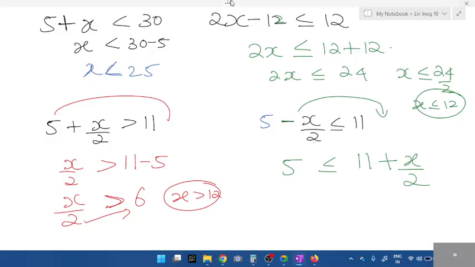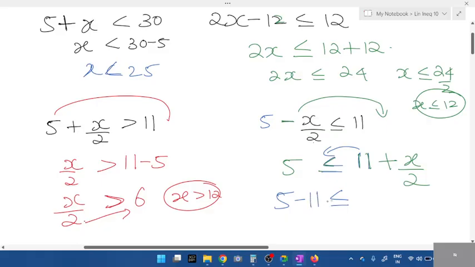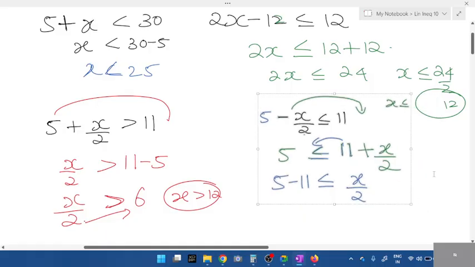Tell me, Lindsay, tell me the next step. Again, one more thing. Are we dividing anything here? Dividing, multiplying? No, right? So the sign will not change. 5, 11 goes to the other side, becomes minus 11. It's divided by 2. What is 5 minus 11? Yes, minus 6. You get minus 6 here. What happens to this 2 if it goes to the other side?